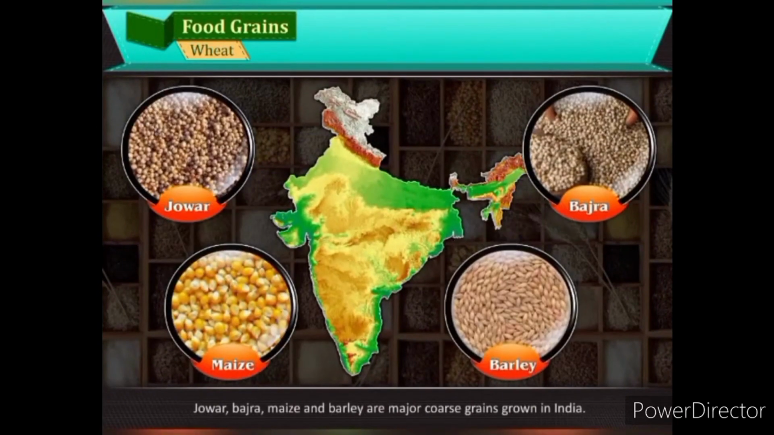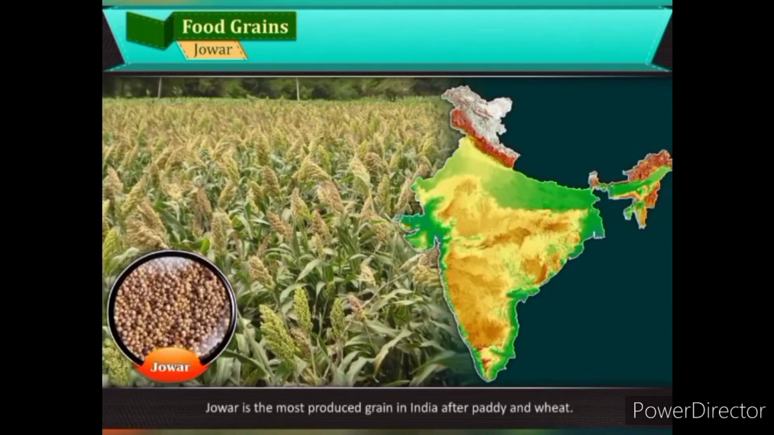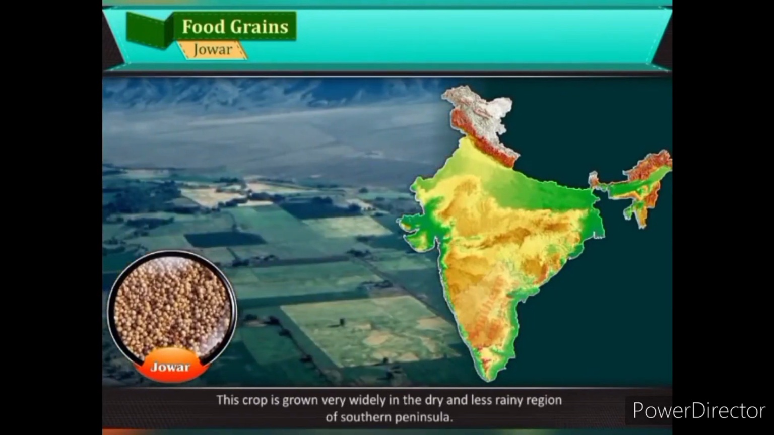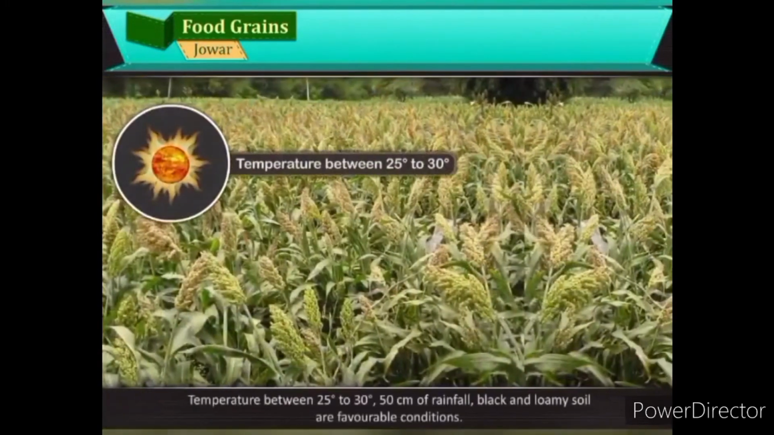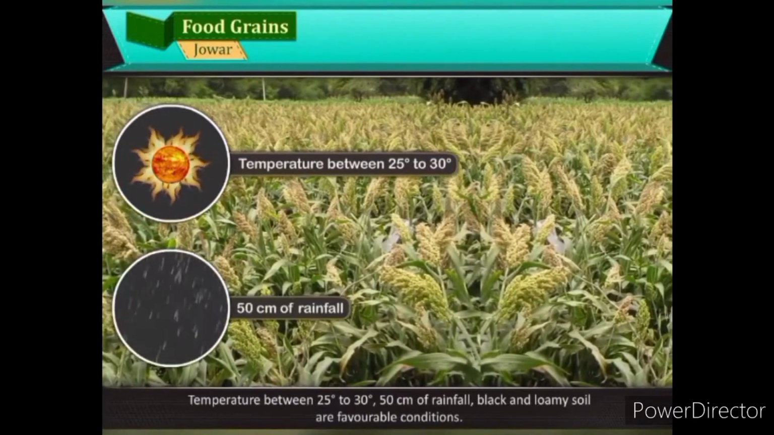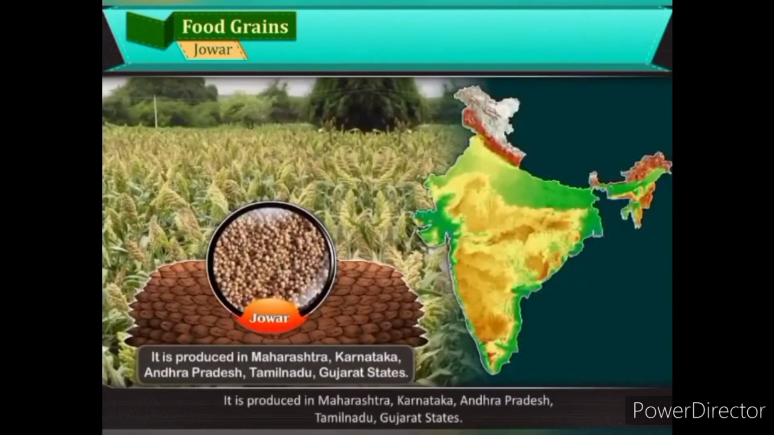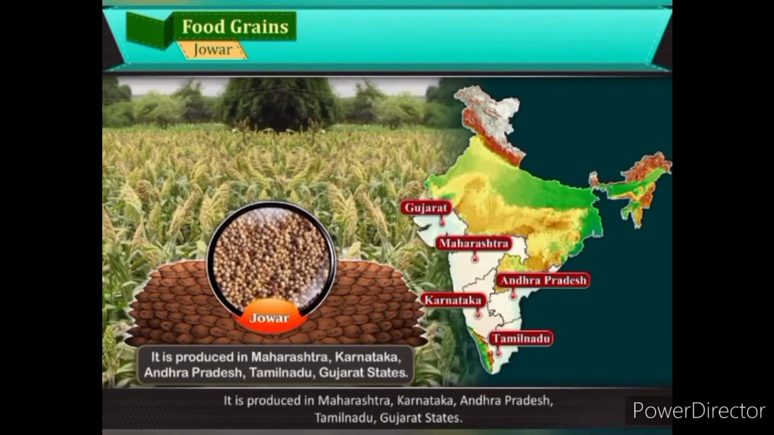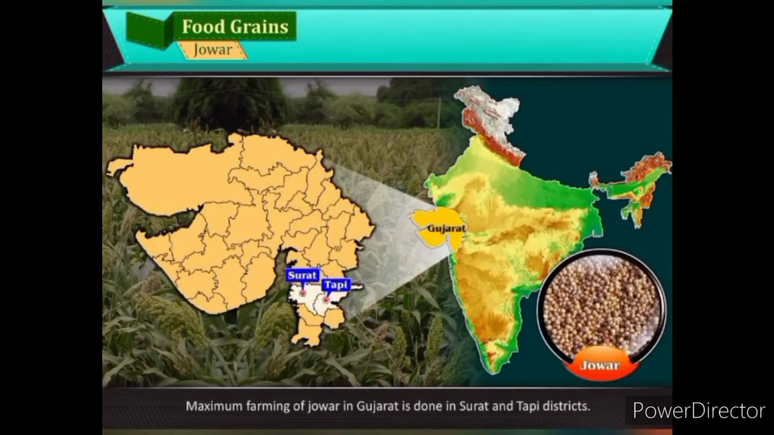Jowar, bajra, maize and barley are major coarse grains grown in India. Jowar. Jowar is the most produced grain in India after paddy and wheat. This crop is grown very widely in the dry and less rainy region of southern peninsula. Jowar is both a kharif and rabi crop. Temperature between 25 to 30 degrees, 50 centimeters of rainfall, black and loamy soil are favorable conditions. It is produced in Maharashtra, Karnataka, Andhra Pradesh, Tamil Nadu, Gujarat. Maximum farming of Jowar in Gujarat is done in Surat and Tapi districts.